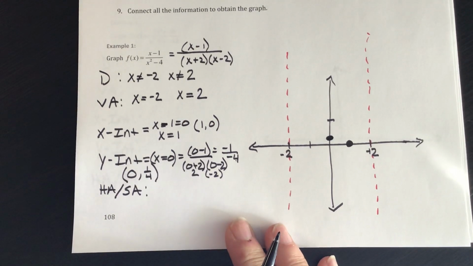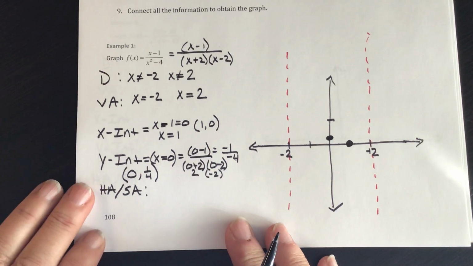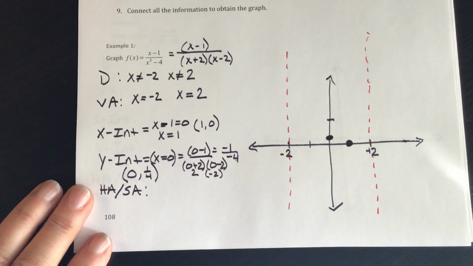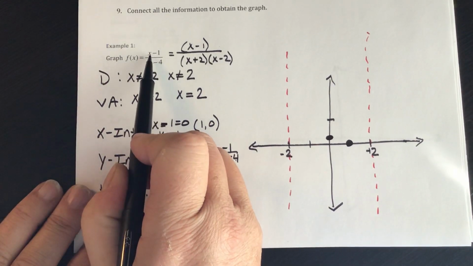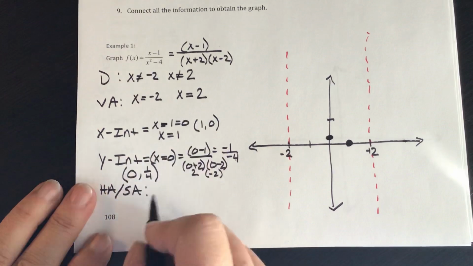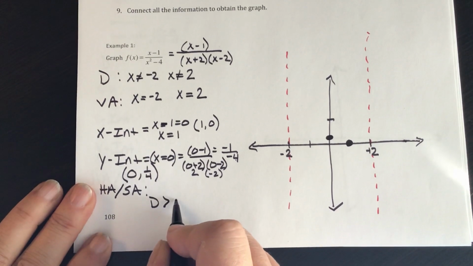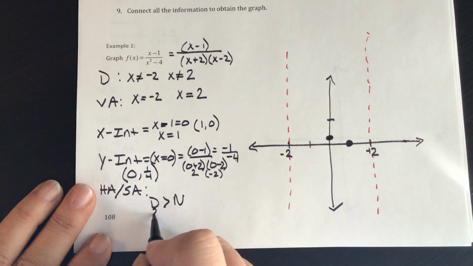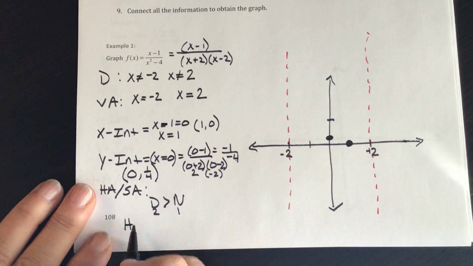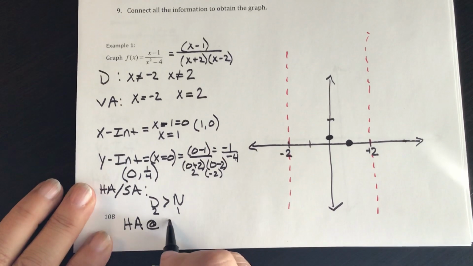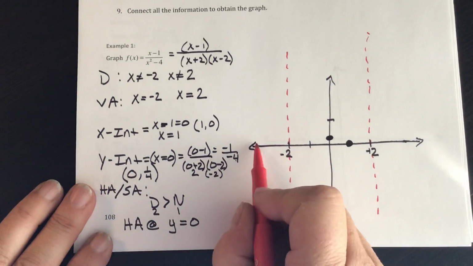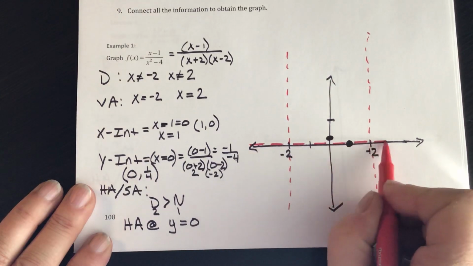My horizontal or slant asymptotes come from comparing the numerator and the denominator, those highest exponents. So in my numerator, I have a degree of 1. My denominator has a degree of 2. So when the degree of my denominator is greater than my numerator, and 2 is greater than 1, that means I am going to have a horizontal asymptote at y equals 0. So that would be the x-axis, so I'm going to have a horizontal asymptote here.